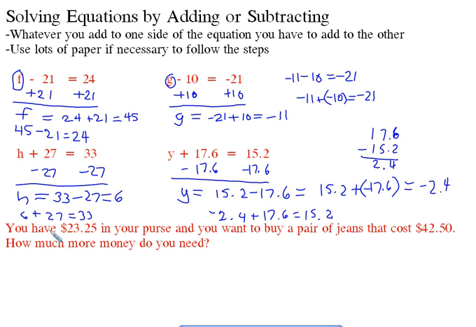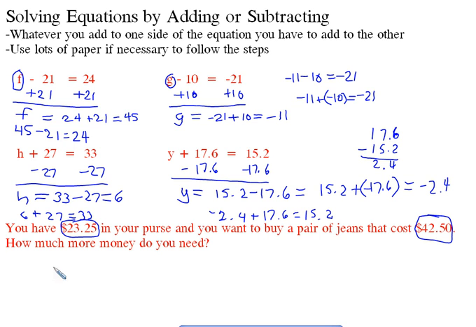And here we go ahead and we have a word problem. You have $23.25 in your purse. You want to buy a pair of jeans that cost $42.50. How much more money do you need? So here, this is the amount of money that you need because you want to buy these jeans. This is the amount that you have. So you need to figure out what the value is of the stuff that you don't have.